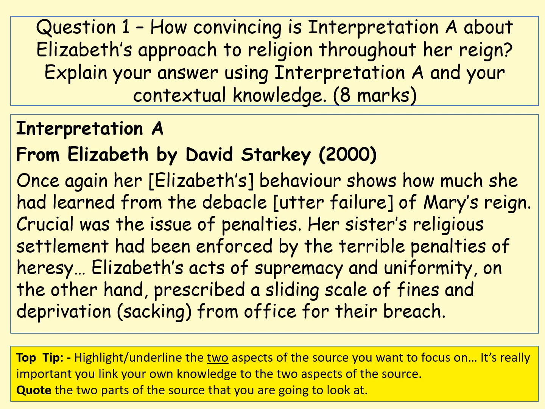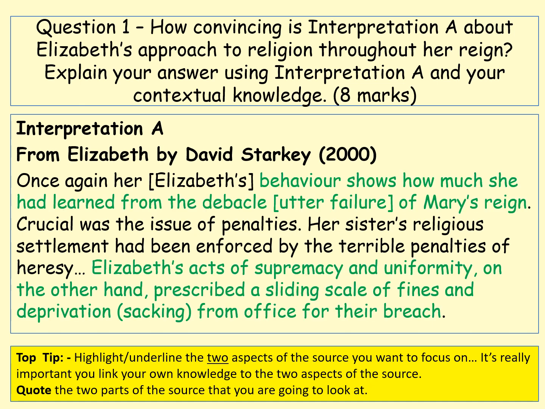So if you have a look at the interpretation, one of the top tips is to highlight or underline, when you're reading the exam question, the two aspects of the source you really want to focus on, because one of the things that some of you were doing is just writing down what happened with religion in Elizabeth's reign without linking that back to the interpretation. So here's an example.